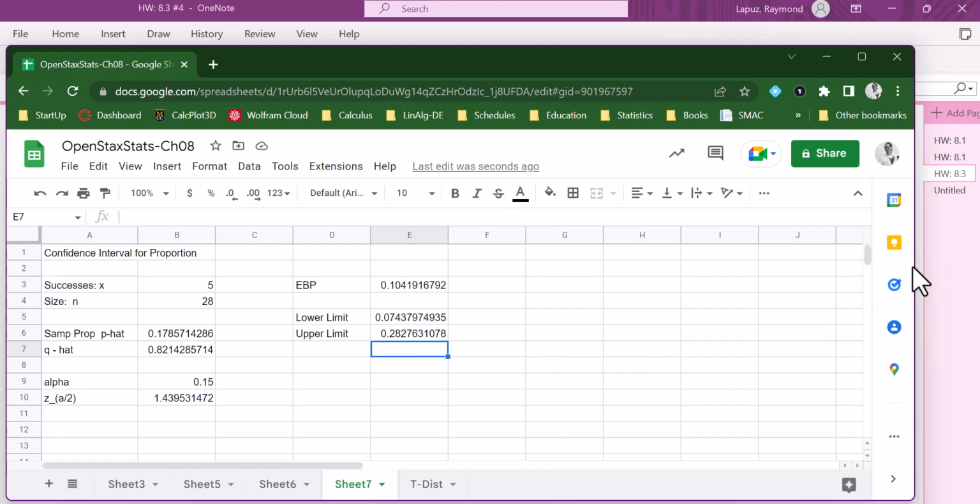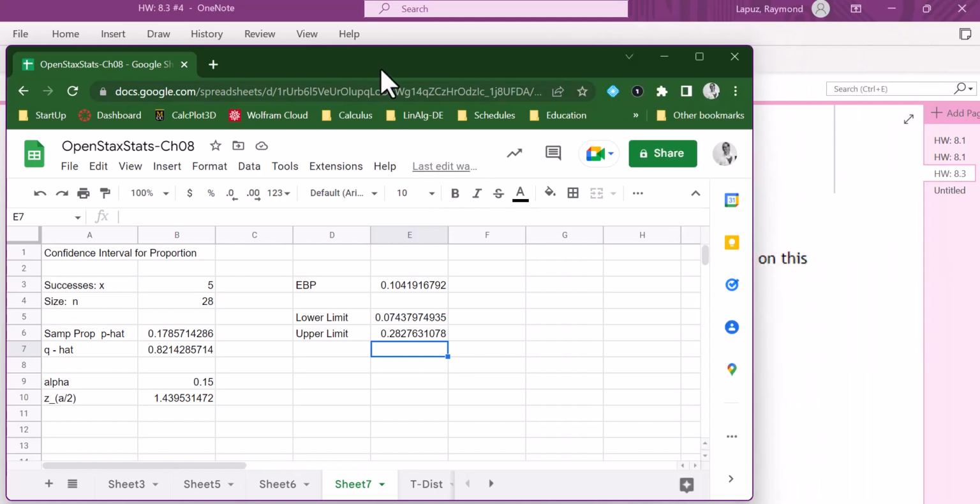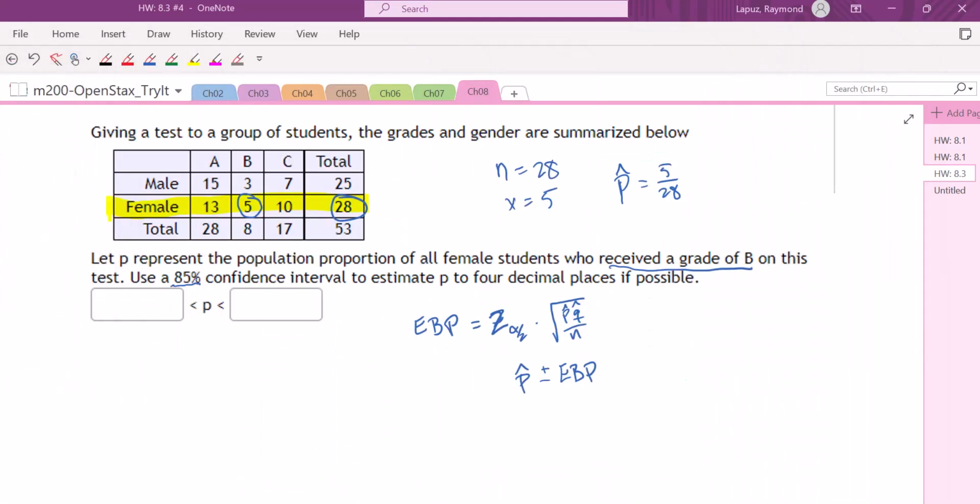Okay, so I will go ahead and move this aside and write down the answers based on what we found in our Google Sheets. We have 0.07437, so I'll just put 44, and then there's a point there. And then this is 0.28276, so this will be rounded off to 8. All right, that's it. That is our answer.